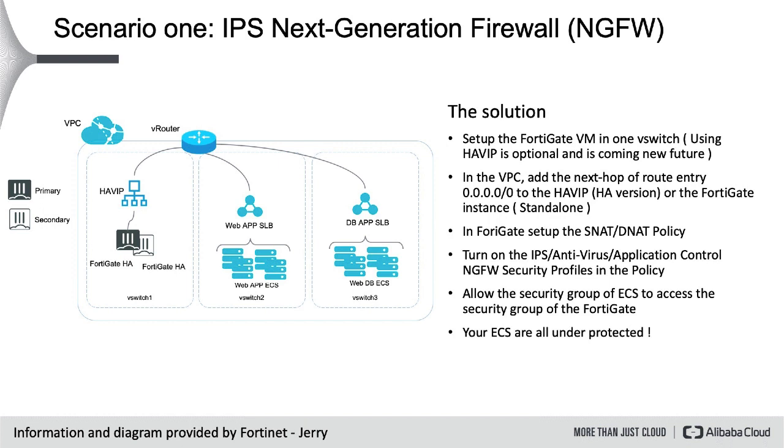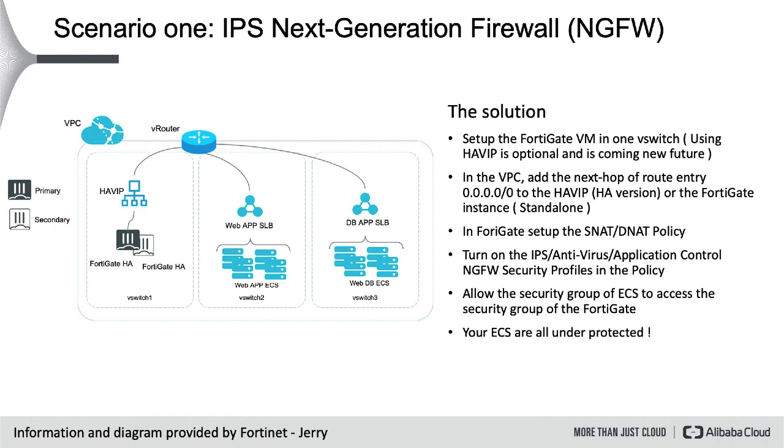Okay. We need to add the route to the VPC. That makes sure all of the outgoing traffic will route to the Fortinet VM. And next we will configure the FortiGate policy and turn on which security feature you want. For example, the IPS, antivirus, or application control. This is just a button that you just click and then configure. It's very easy to do. I will show you in a demo very soon.